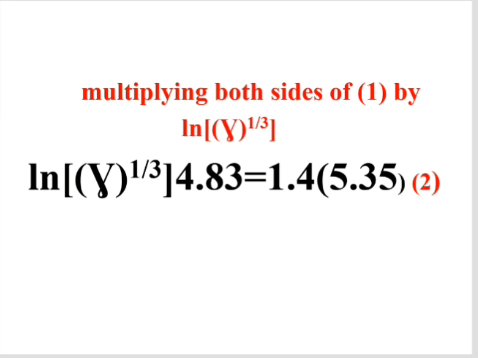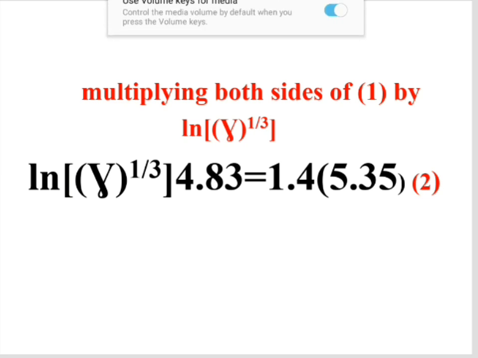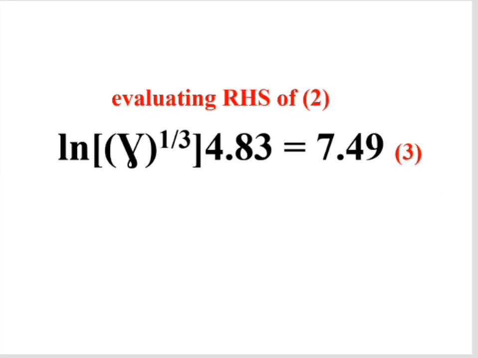And if we multiply both sides by the natural log of the concentration of zinc removed to 1/3, in order to cancel out the same value that's dividing the right hand side, we're going to have what we have on the screen. That will give us the natural log of the concentration of zinc removed to power 3 multiplied by 4.83 to be equal to 1.4 multiplied by 5.35. That's exactly what we're going to obtain. Further evaluation, on multiplying 1.4 by 5.35, we're going to get 7.49, being equated to the natural log of extracted zinc concentration to power 3 multiplied by 4.83.